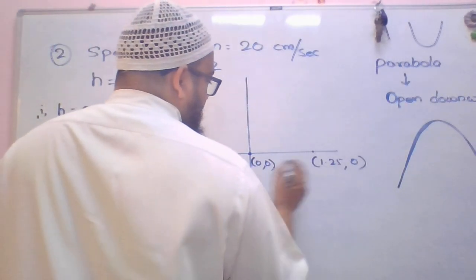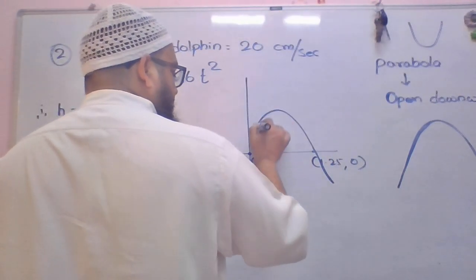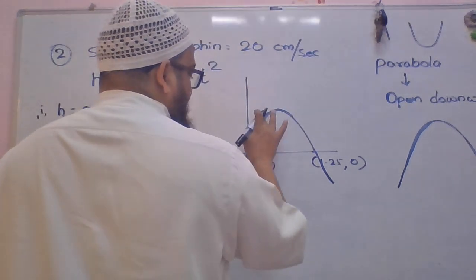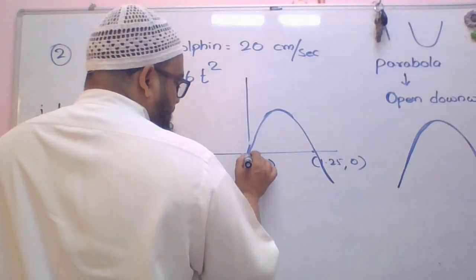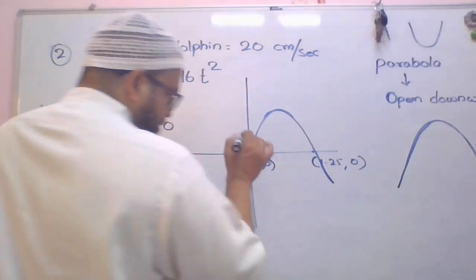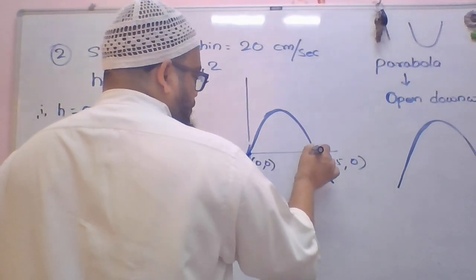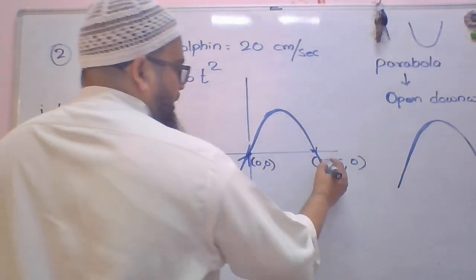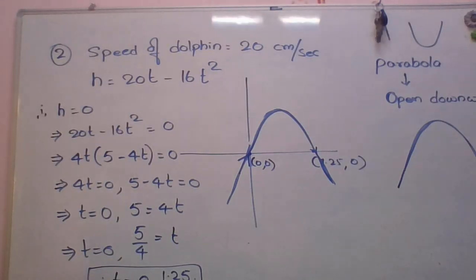That means how will the graph be? If I draw a parabola, it will be something like this. Okay, this will be the graph. So at t is equal to 0, the dolphin jumps out of the water, and after 1.25 seconds, it enters the water. Understood or not? Do you understand now about zeros? Is it clear? So these are the zeros.